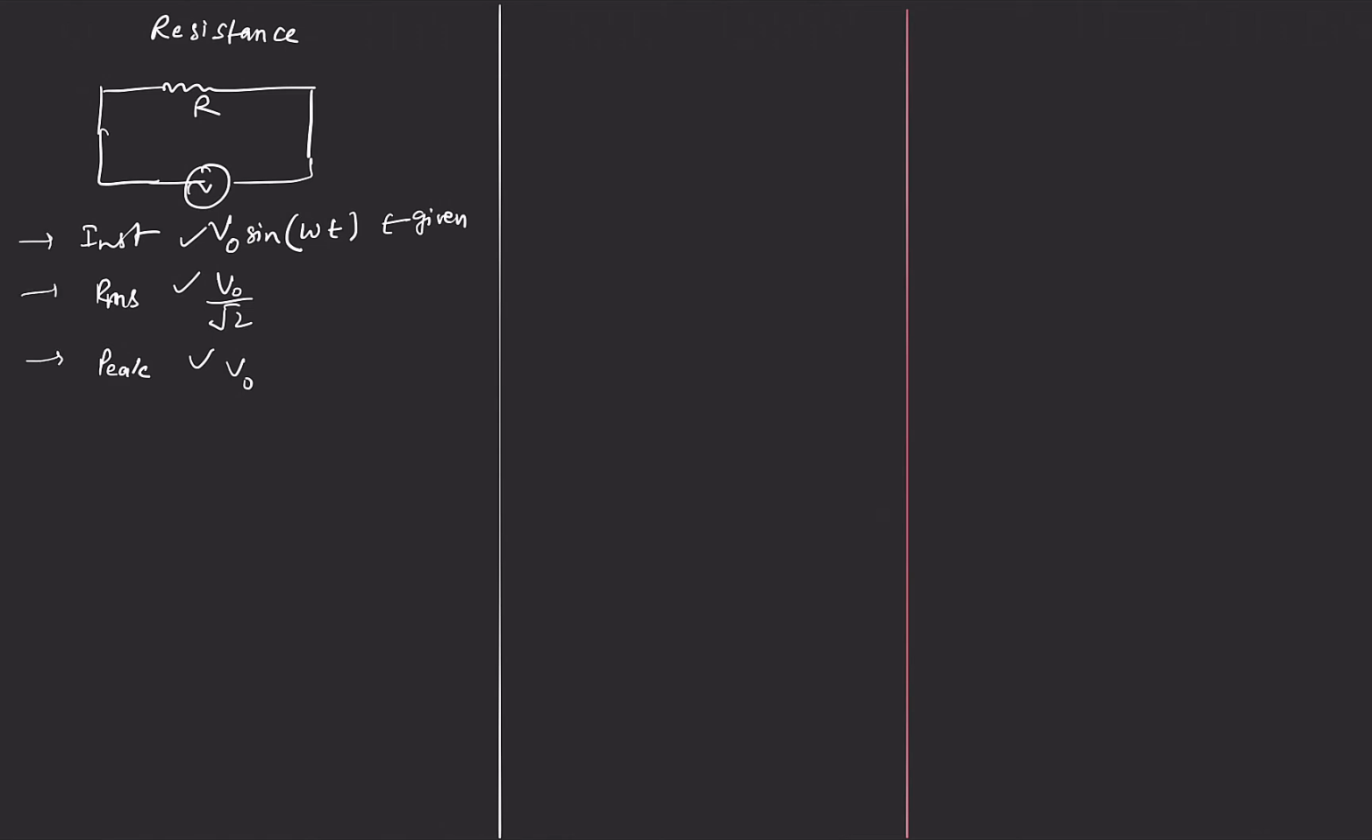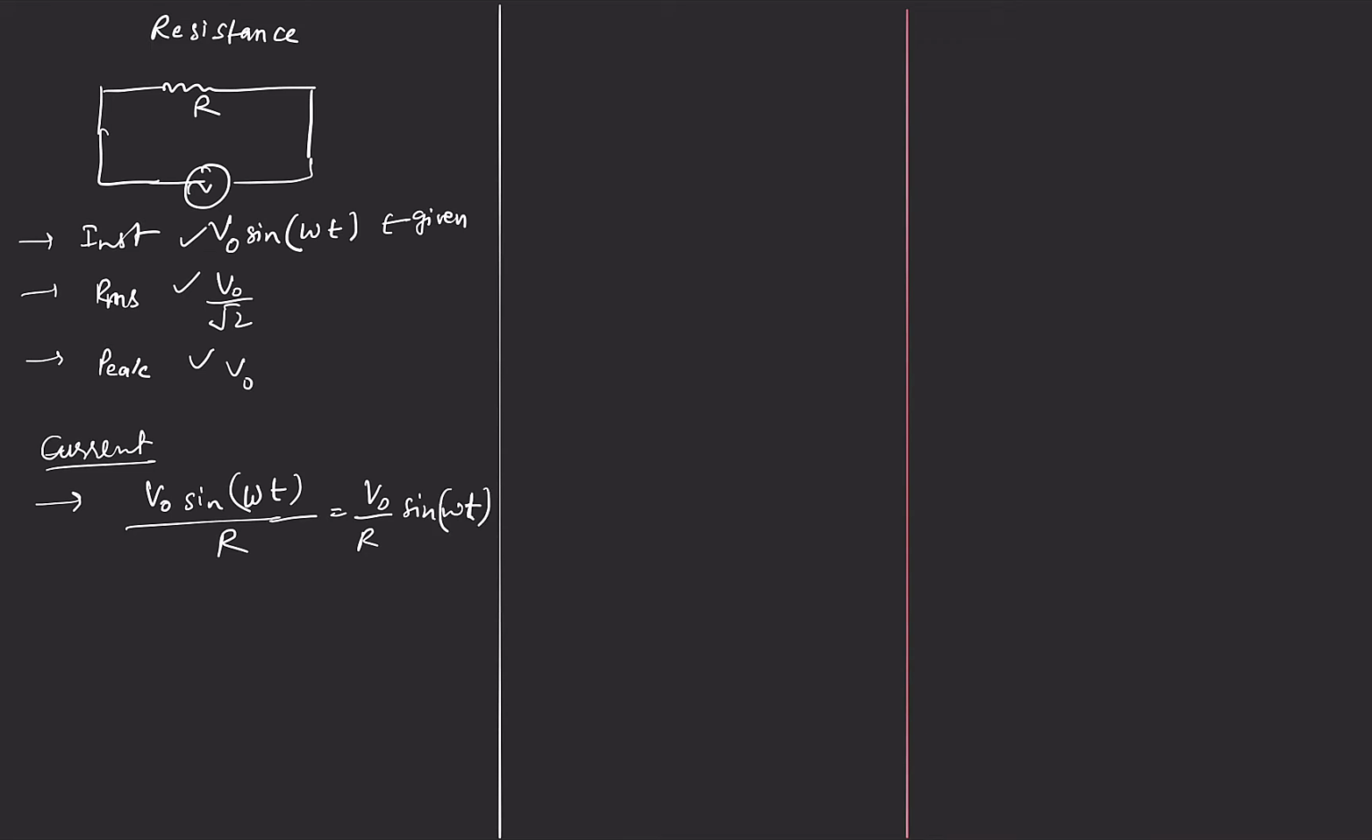Now for the current, we can calculate instantaneous current using instantaneous voltage. As I mentioned, for the current, Ohm's law would be valid. So instantaneous current would be V0 sin omega t, instantaneous voltage, divided by resistance, which would be V0 by R sin omega t.